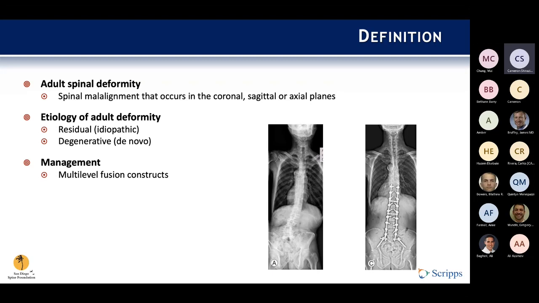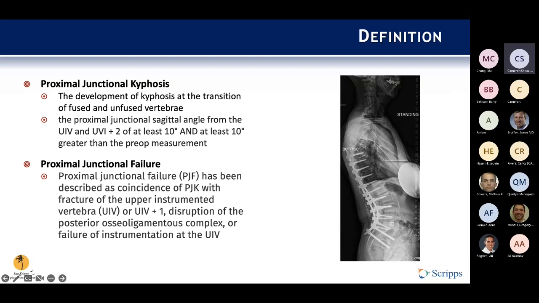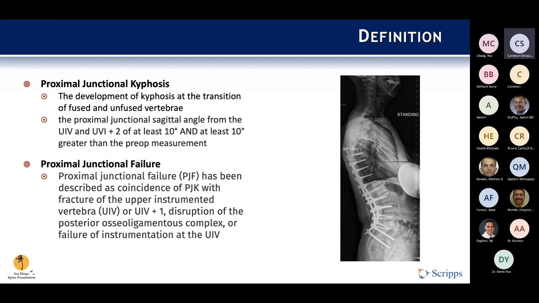And then a lot of times in these situations, we treat these patients with multi-level fusion constructs. And when you do this, you set yourself up for risk of PJK and PJF. In a very broad sense, PJK is a form of adjacent segment disease and pathology that's seen after spinal fusion. And when you correct scoliosis or kyphosis, it essentially is a kyphotic change in the disc space above the fusion. In adults, fracture subluxations and long sweeping kyphosis above the fusion can occur.